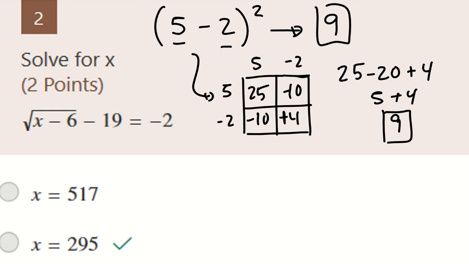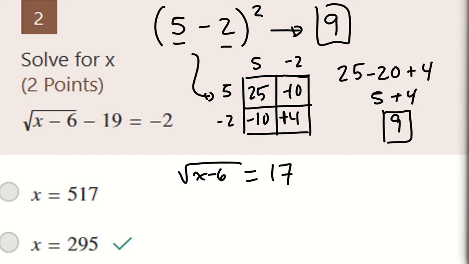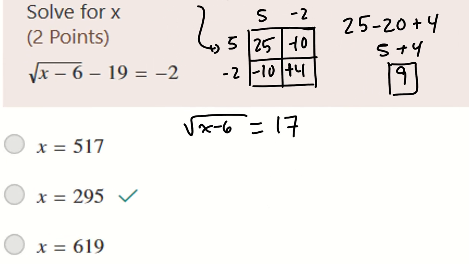So I'm going to rewrite this as the square root of x minus 6 equals negative 2 plus 19, which should be positive 17, I think. Maybe 17. Yeah, it is. So the question is, what do you take the square root of to get 17? And I have absolutely no idea. But now that I have a monomial on each side, it's pretty reasonable for me to say, look, I'm going to square this side and I'm going to square this side.